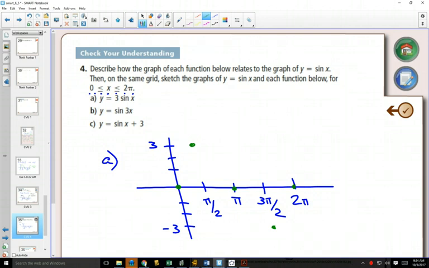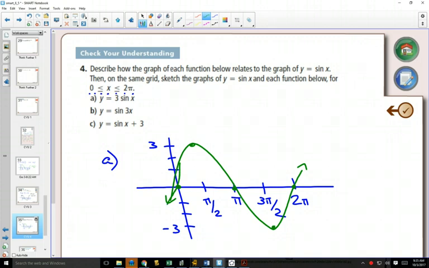So you can already see the shortcut. We didn't take all 5 of those points and multiply the y values by 3 and find out where the points went. We can just use middle to max to middle to min to middle. So this is what the graph would look like.